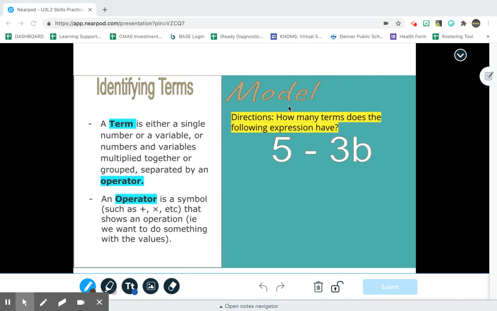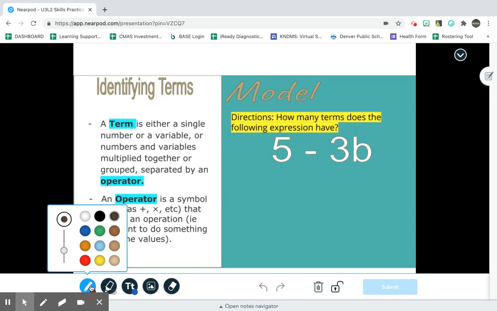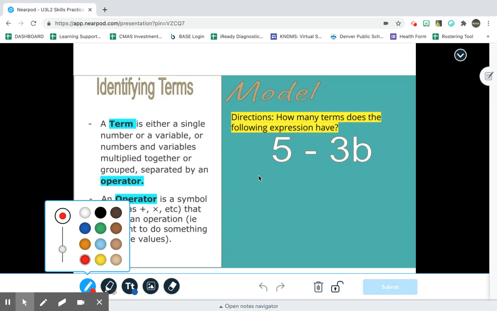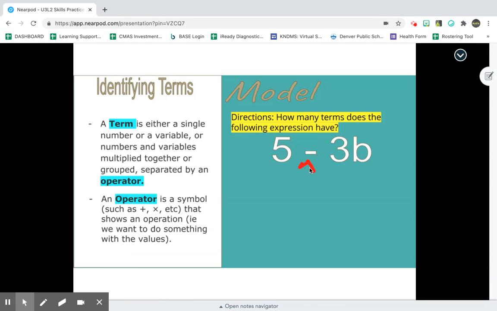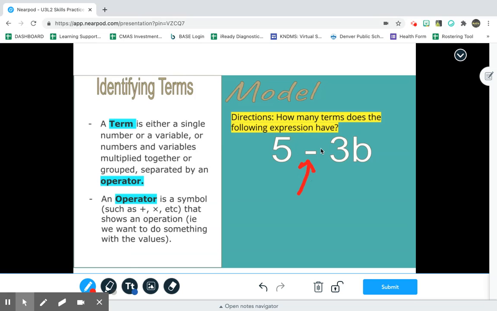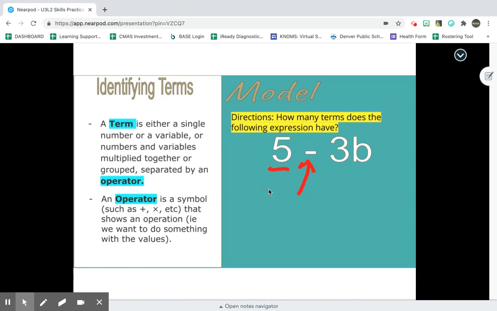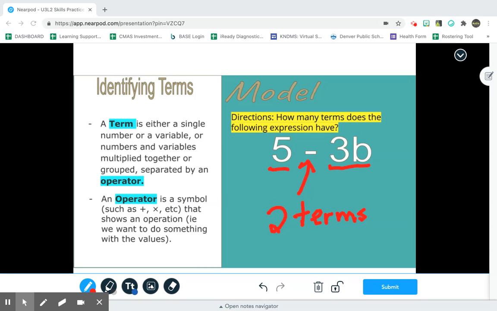So here we have the expression 5 minus 3b. How many terms does this expression have? Well, the first thing we should definitely do is identify the operator. So the operator I see here is this minus sign. So I know that my terms are this 5 by itself and this 3b, which means that we have two terms. Another expression.